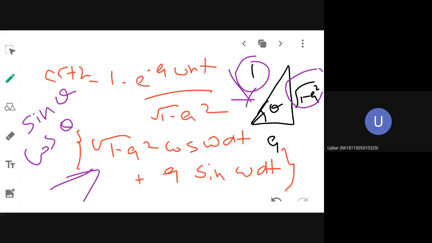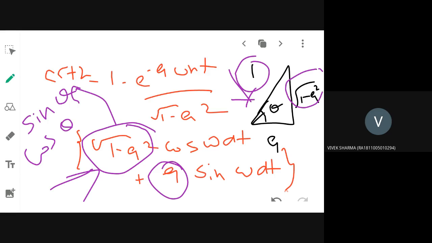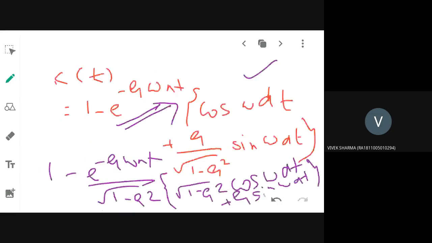So square root of 1 minus zeta squared I can replace by sin theta. Similarly, how can I replace zeta? Again refer to the same triangle. Cos theta is adjacent by hypotenuse, so adjacent side is zeta, so zeta divided by 1 will be cos theta. So I can replace zeta with cos theta, and I can replace square root of 1 minus zeta squared by sin theta. Okay, this is my next step.